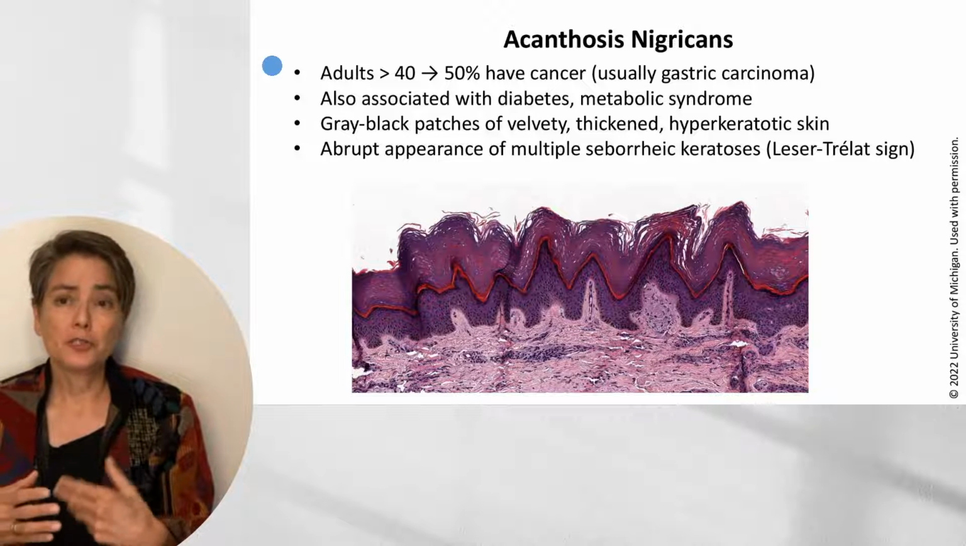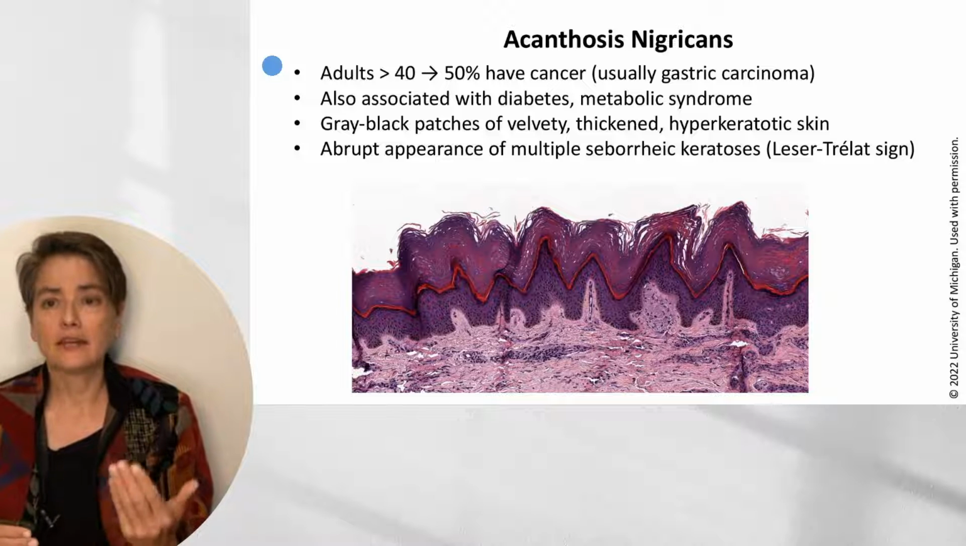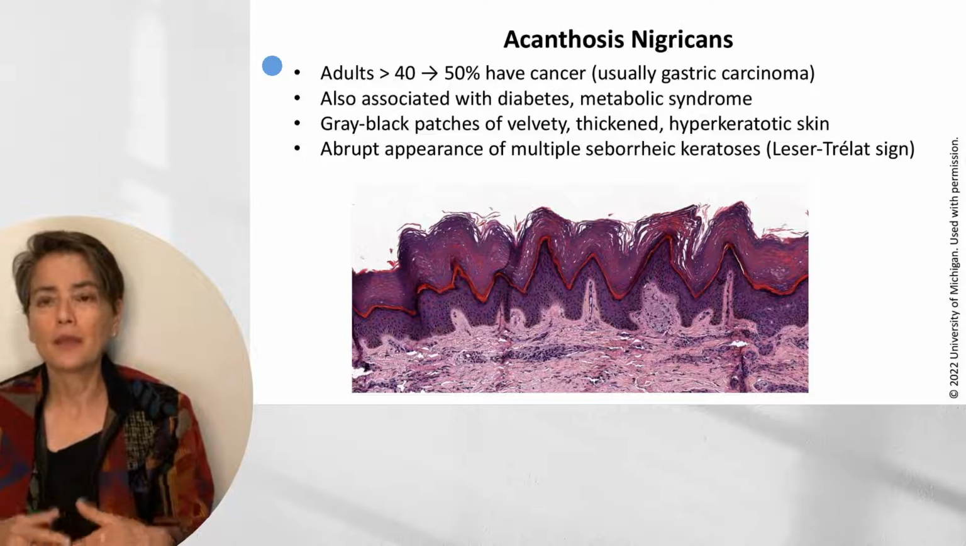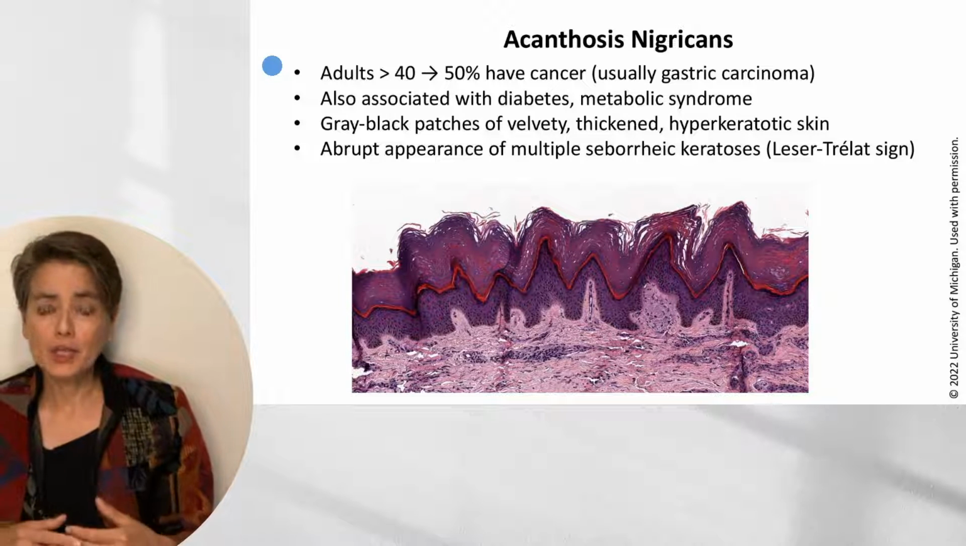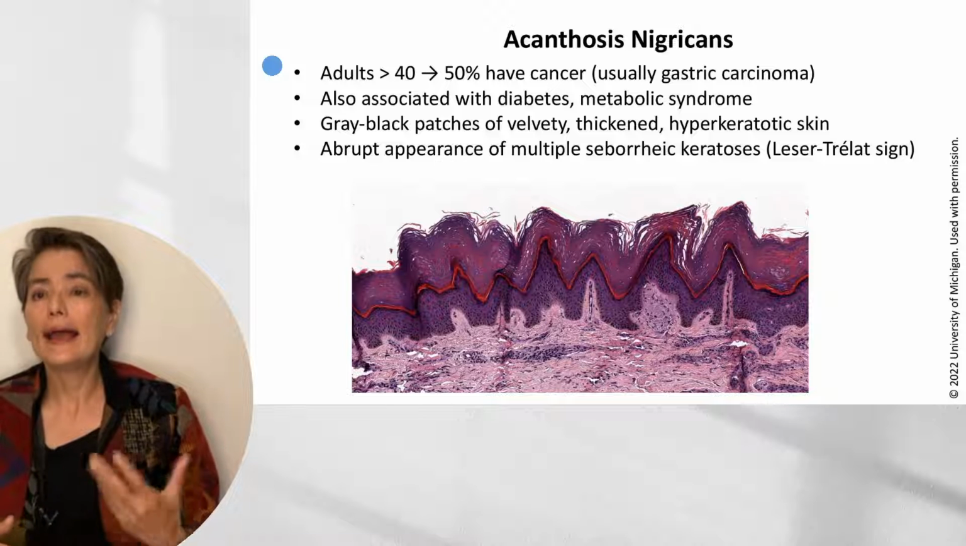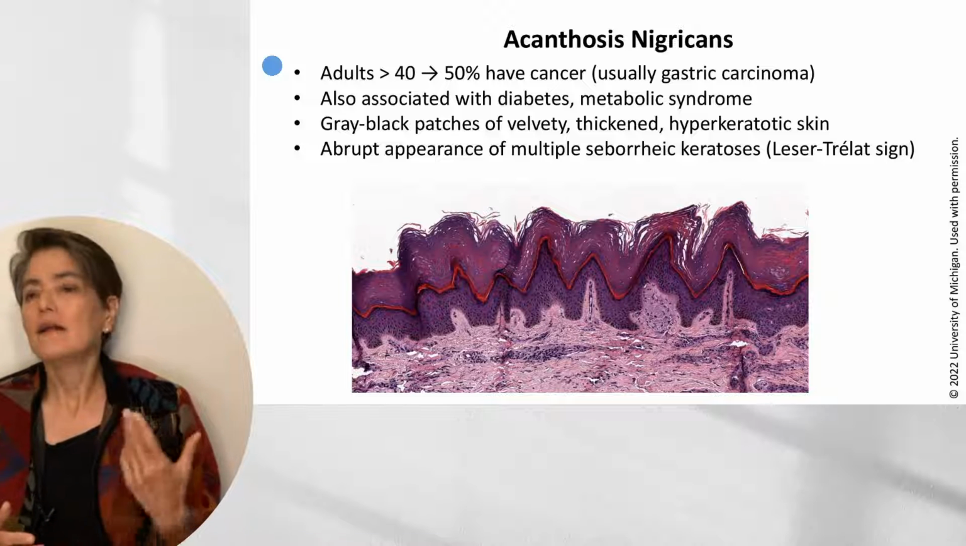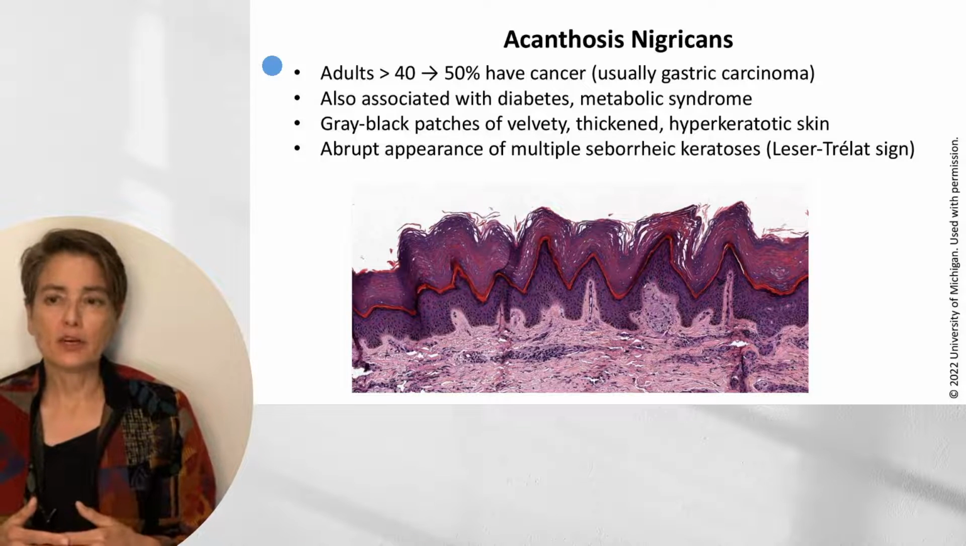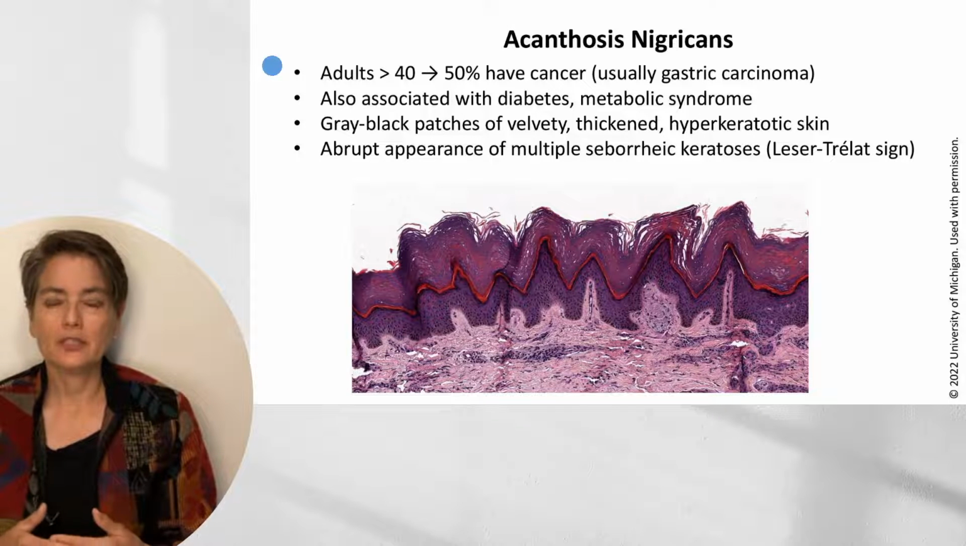Now, as I've mentioned before, these paraneoplastic syndromes are not specific. So you can also see acanthosis nigricans in the setting of diabetes or metabolic syndrome. But if you have a patient who has diabetes and acanthosis nigricans, think about the possibility of a gastric carcinoma so you don't delay diagnosis.